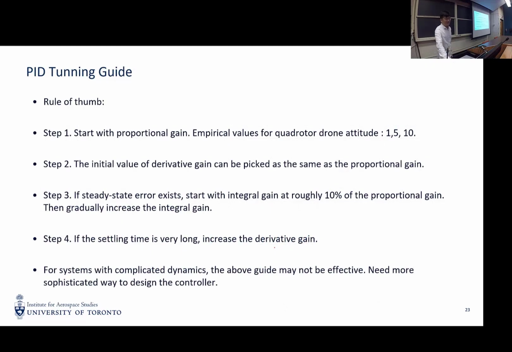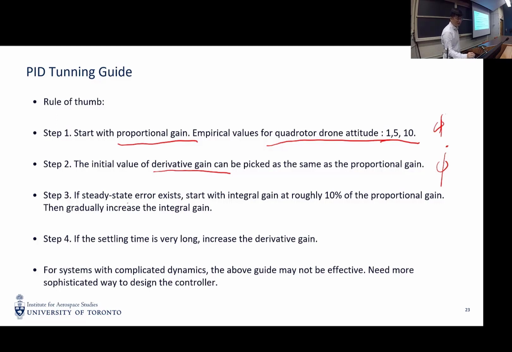So, rule of thumb: start with the proportional gain first. For the given system, you start with Kp. For example, for the quadrotor attitude channel, there are some empirical values for different types of systems. For a quadrotor drone in the attitude channel, you can try 1. For example, if you want to control the roll pitch angle, you can try 1, 5, or 10, or something in between as a Kp. And you can pick the derivative gain. If we want to control phi, then the derivative signal is phi dot, right? So you can pick the phi dot gain equal to the proportional gain. You start with this value.